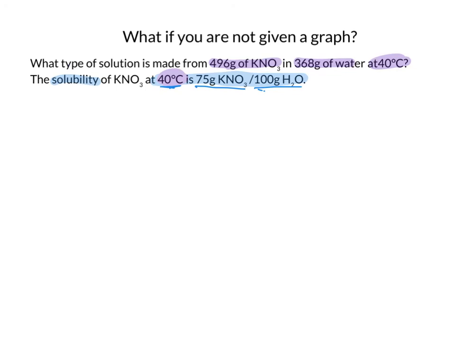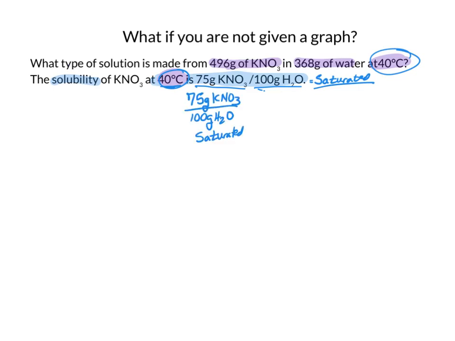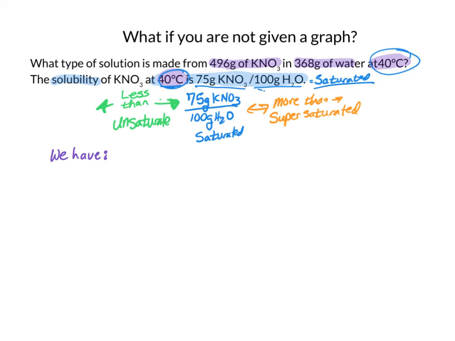The main thing we need to know is that the temperatures that we're looking at are the same, so we're looking at 40 degrees Celsius for both of these solutions, and that the saturated solution is going to be if there's 75 grams of KNO3 per 100 grams of water. That's what the solubility tells us. If we have less than that ratio, then it's going to be unsaturated. If we have more than 75 grams of KNO3 for 100 grams of water, it's going to be a supersaturated solution. So we're going to find out what the ratio is if there were 100 grams of water, just like we did in the previous questions, and then we can see what type of solution we have.